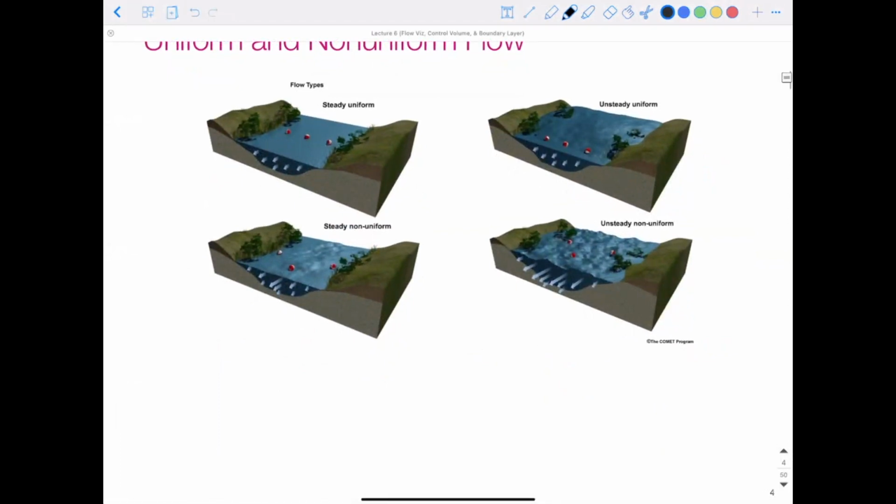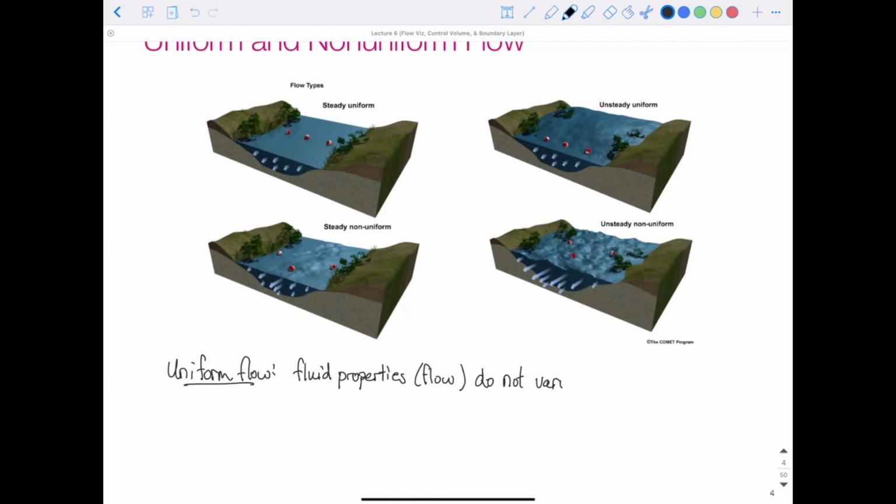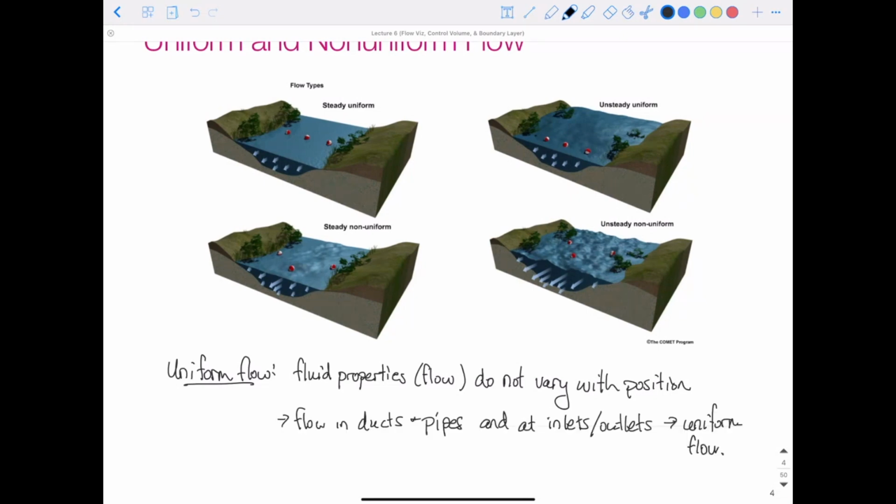So we can say uniform flow, all fluid properties do not vary with position. We tend to say, like I said before, that the flow in ducts and pipes and at inlets and outlets, we call those more or less uniform flow. So the opposite, non-uniform flow, is flow that is changing with respect to position.